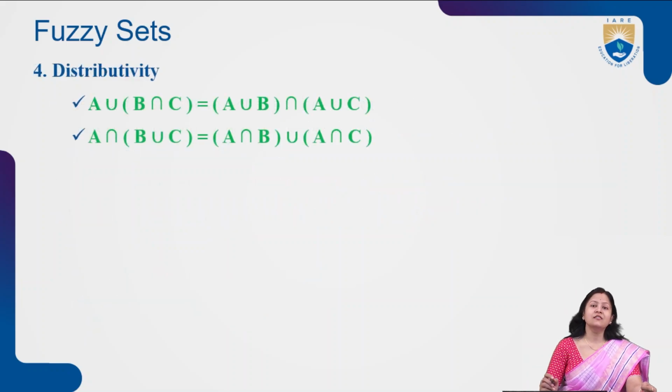The fourth one is the distributive operation. Just we have to open the bracket and simplify. It also requires three finite sets. If A, B and C are three finite sets, A union B intersection C is equal to A union B, we are opening the bracket and simplifying, A union B intersection, then A union C. Similarly, A intersection B union C is equal to A intersection B, then union, then A intersection C. So this is the distributive property, which we normally use in mathematics also.